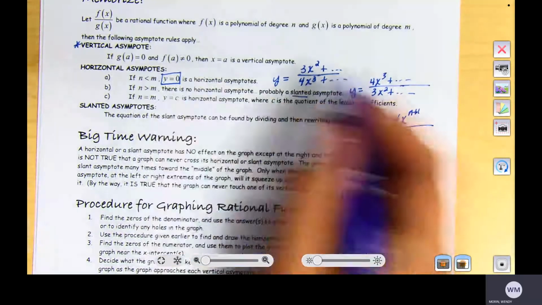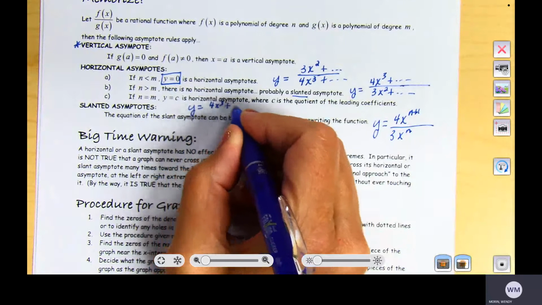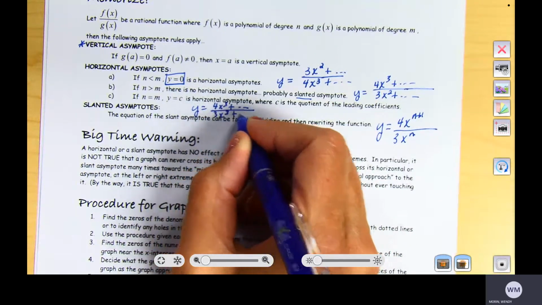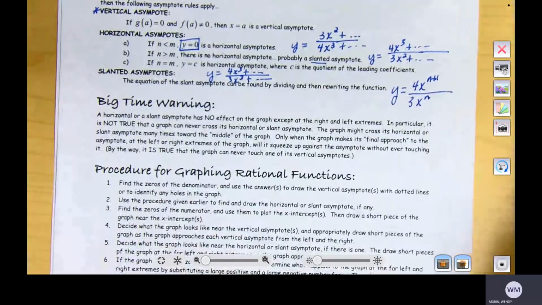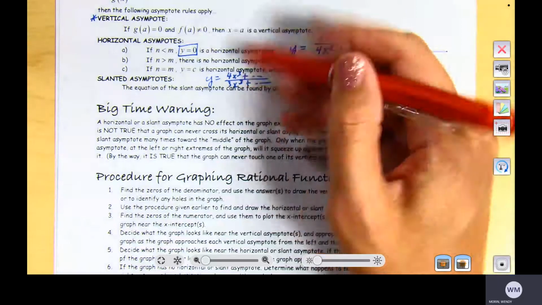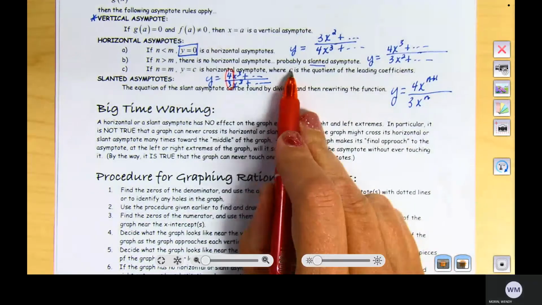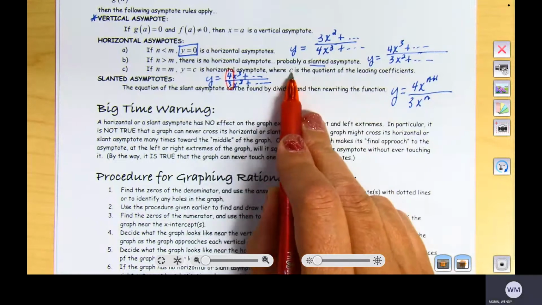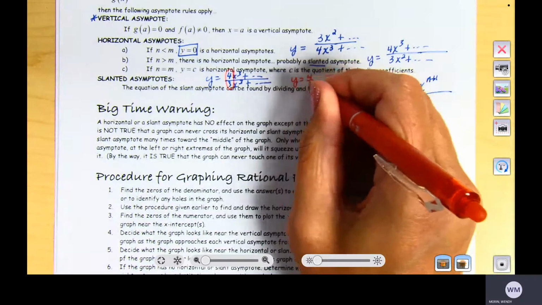So let's squeeze this in here. Y equals 4x cubed plus blah, blah, blah, divided by 3x cubed plus whatever. It doesn't really matter. We're only looking at the leading terms. Make sure they're in order. So when the degrees are the same, that is your C that they're talking about. Your horizontal asymptote for this one would be y equals 4/3.